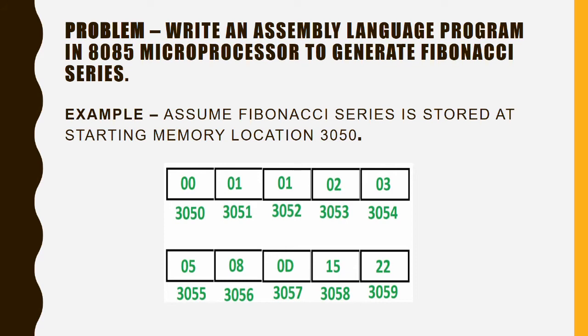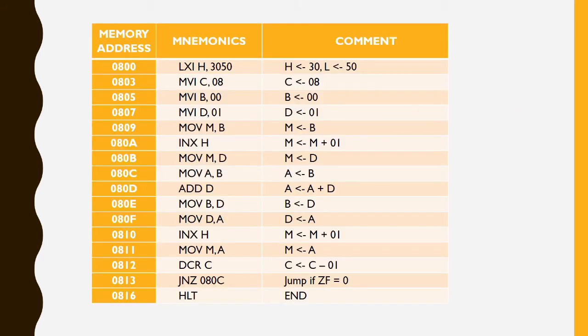What is the Fibonacci series? 00, 01. The addition of these two gives 01, the addition of these two gives 02, the addition of these two gives 03, and so on. Right? So from 00 to 22 should appear in the memory locations 3050 to 3059. Let us see the program.